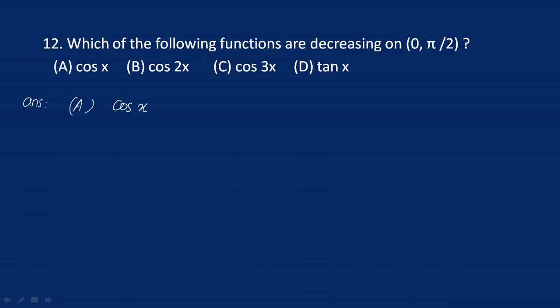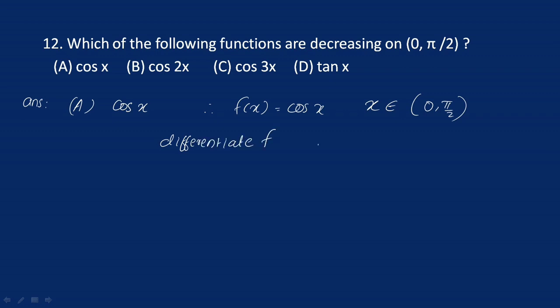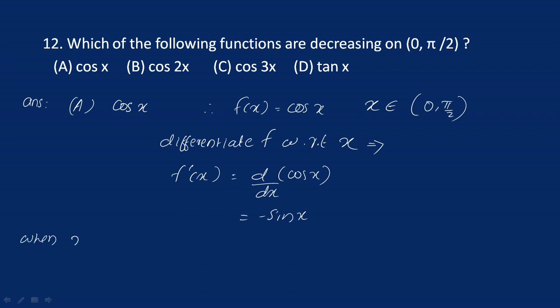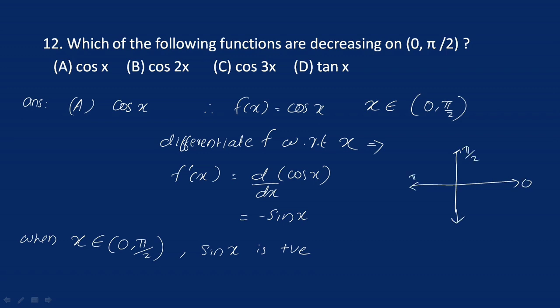First, A: cos x. Let f of x be cos x, where x belongs to the interval 0 to pi by 2. So f of x is a differentiable function. Differentiating f with respect to x, we have f dash of x, that is d by dx of cos x, that is minus sin x. Now when x belongs to 0 to pi by 2, sin x becomes positive, because if we draw the four quadrants, that is 0 to pi by 2, then to pi, then to 3 pi by 2.